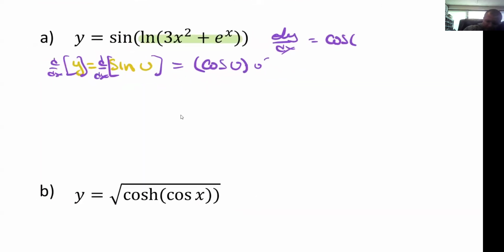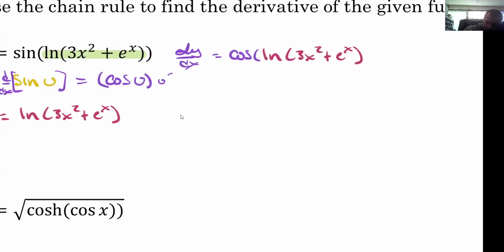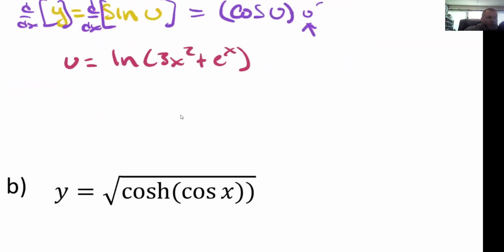In this situation, u is that inner piece, the natural log of 3x squared plus e to the x. So I'm going to take the cosine of u, which is the cosine of this thing right there. So far, so good. But now I have to find u prime. I have to find the derivative of this inner function.